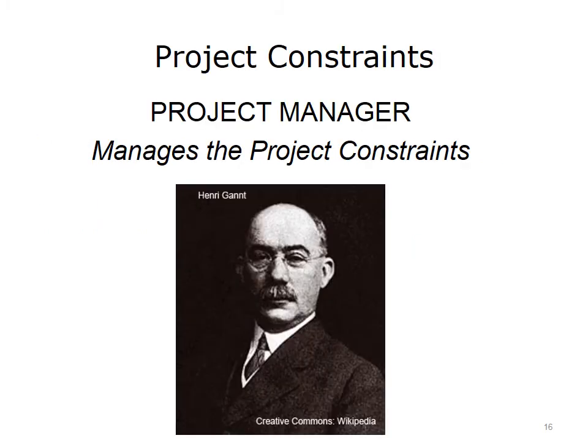Shown on this slide is Henry Gantt, 1861 to 1919, the father of planning and control techniques. The project manager must identify and manage project constraints. Project constraints are identified and assessed by examining project scope, time, and cost requirements.